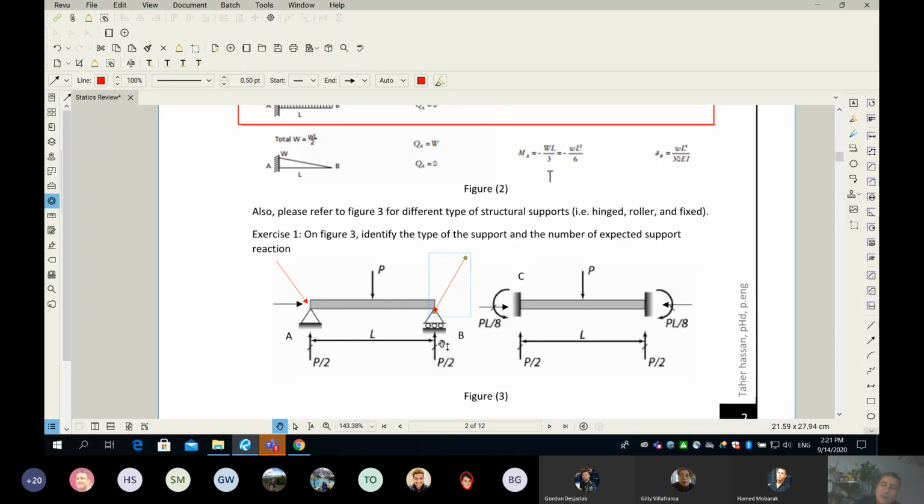Okay, so guys, look at this one. This support here, we call it roller. The roller is simply, look at the name, it rolls. It means it restrains your structure only in one direction, which in this picture is the Y direction. So your beam cannot move up and down. However, it can move left and right. So X is permitted, but Y is not permitted.